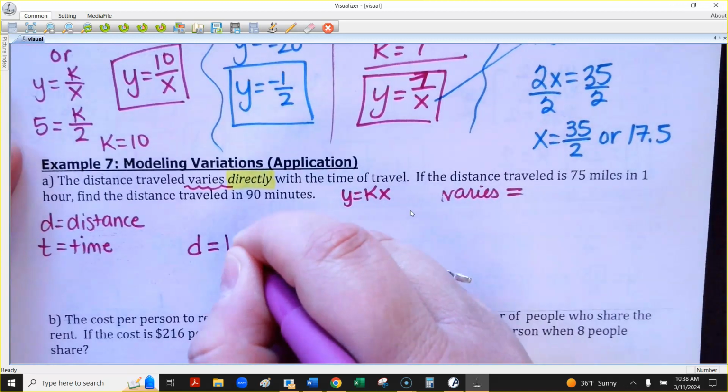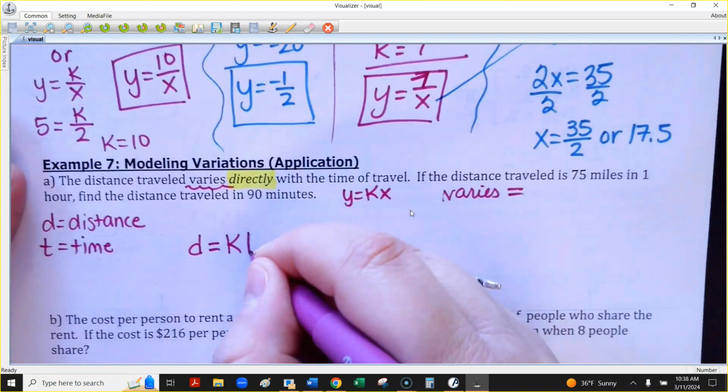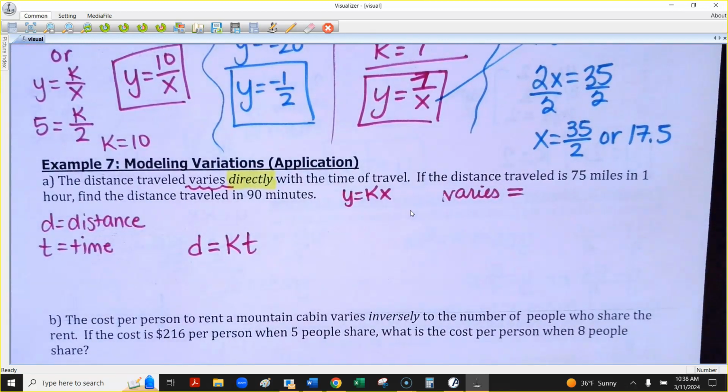Don't forget to put the k. That's the biggest thing people forget to do. You have to put a k to represent your constant of variation. We don't know what it is yet, but we're going to figure it out. So k with the time of travel. So it would just be k multiplied by your time. That would be your general equation.